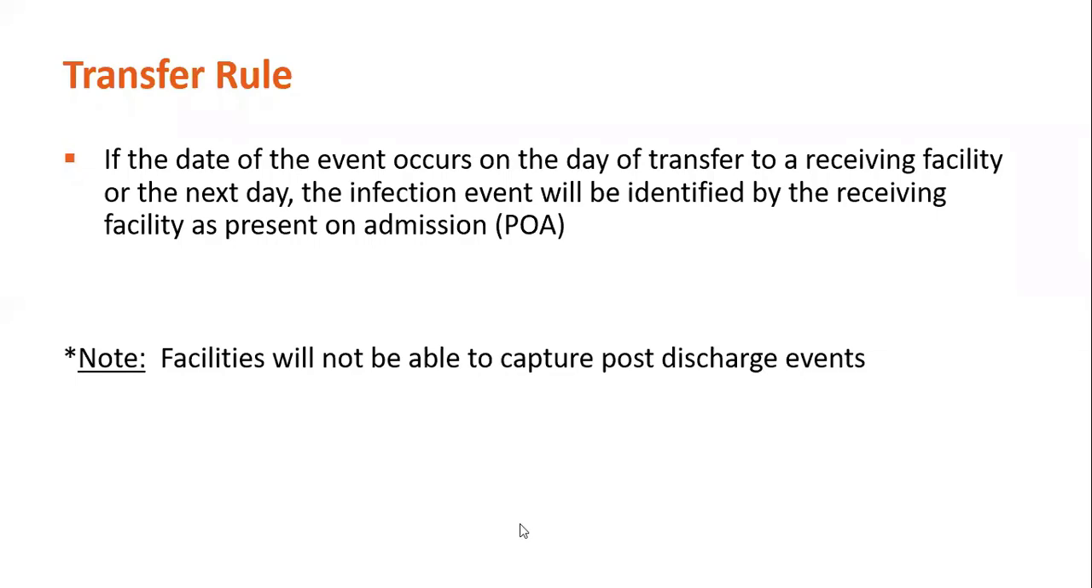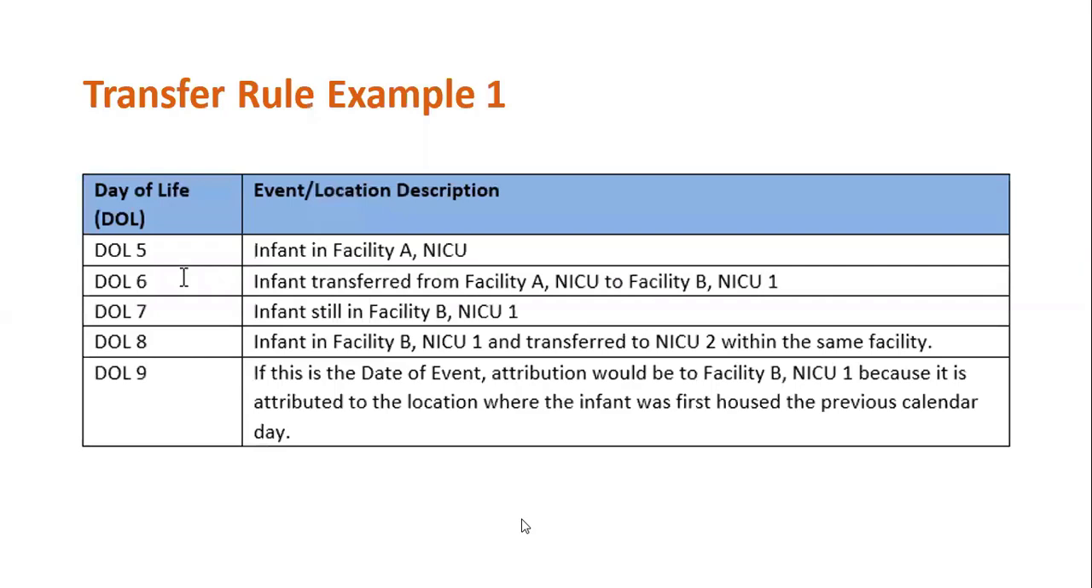And let's look at a couple of examples. On day of life 5, we have an infant in facility A NICU. On day of life 6, we have an infant transferred from facility A NICU to facility B NICU 1. On day of life 7, the infant is still in facility B NICU 1. Day of life 8, the infant is in facility B NICU 1 and transferred to NICU 2 within the same facility. If day of life 9 is the date of event, the attribution would be to facility B NICU 1 because it is attributed to the location where the infant was first housed the previous calendar day.